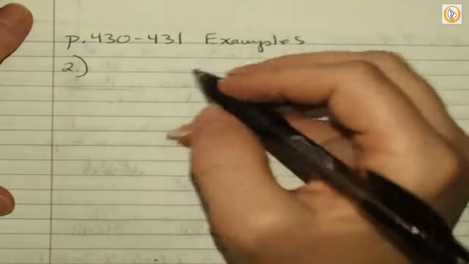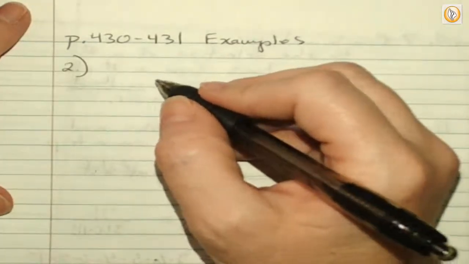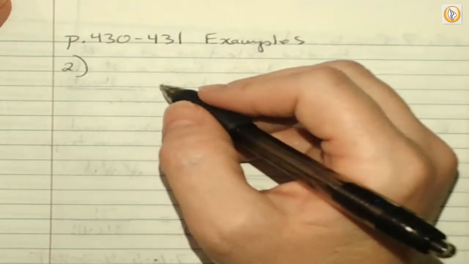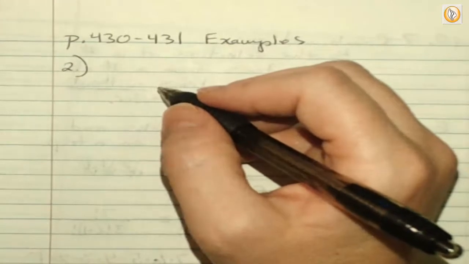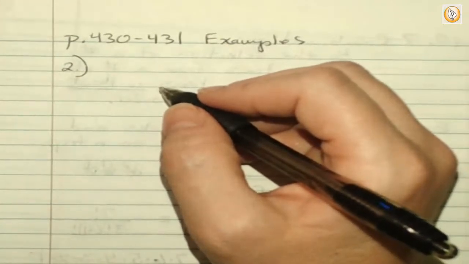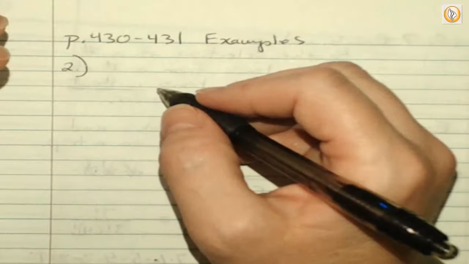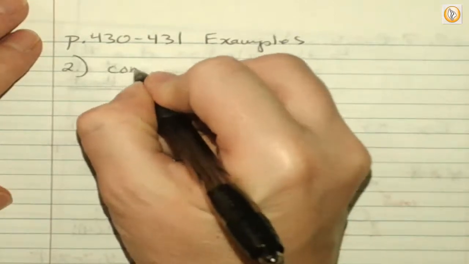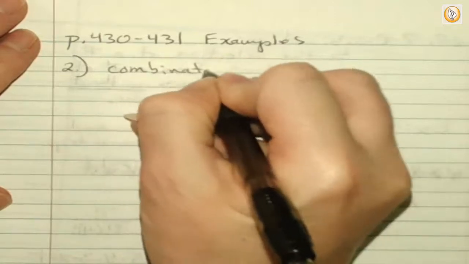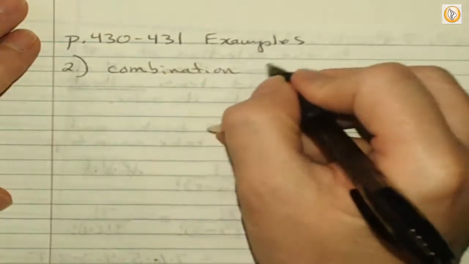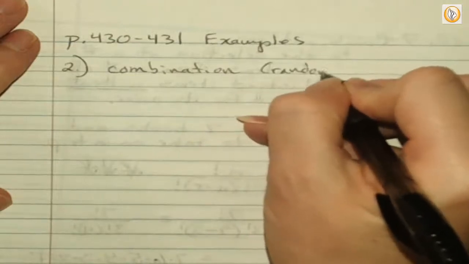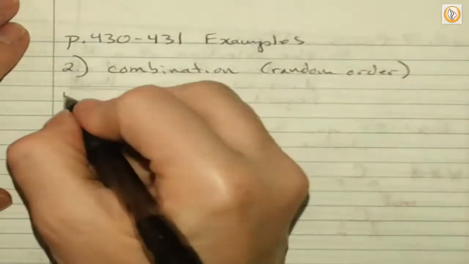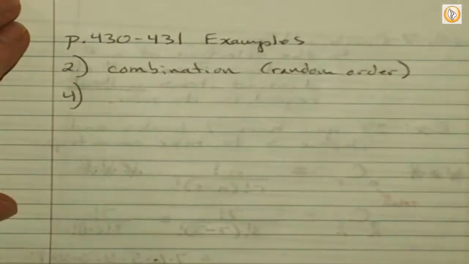Do they care about the arrangement or do they not care? They don't care. Choosing 5 starters out of an entire basketball team. Do they care about the order in which they choose them? Okay, so that would be combination, because it's random order of choosing. And the more we do with these, the more you'll understand. So it's RNG.